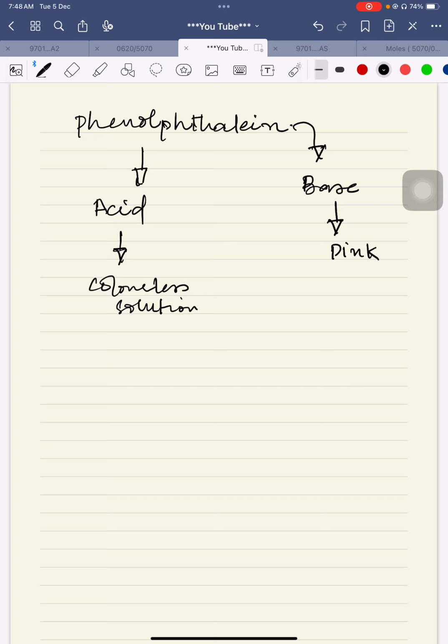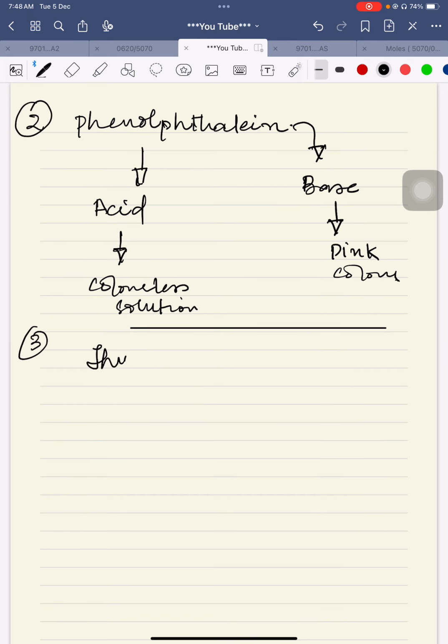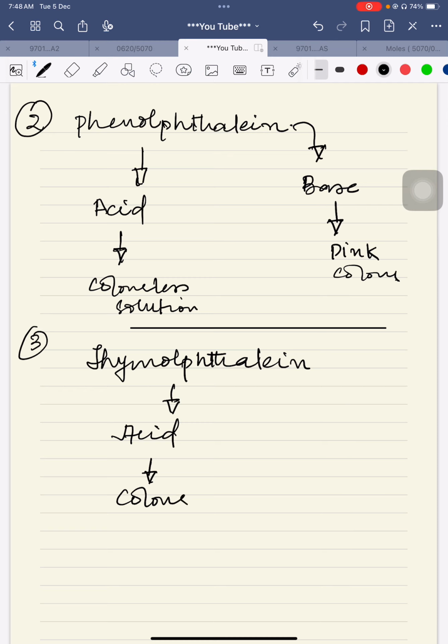Okay, do we need to keep these colors in our mind? Yes, I'm telling you again. Number three is, this is number two. Number three is thymolphthalein. It is giving you, with acid, a colorless solution, just like phenolphthalein, both are giving colorless with acid. Whereas with the base, it is going to give you a blue color. Okay, so this we have to keep in our mind.